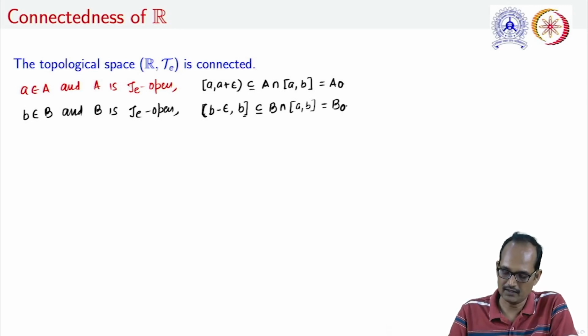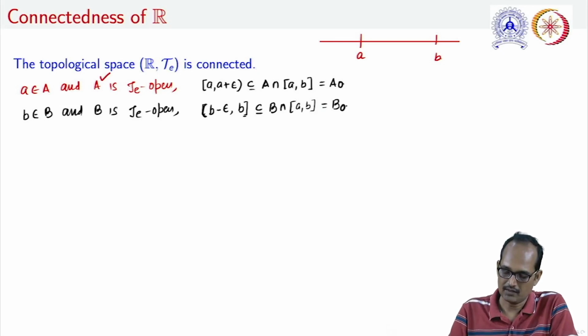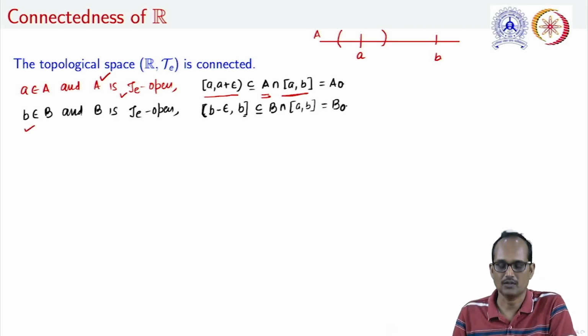What exactly are we saying? On this real line, if this is a and this is b, note that a is a member of A, and the structure will be something like this. By using the definition of the Euclidean topology, we can construct an interval of this form which is a subset of A, and this will also be contained in the closed interval [a, b]. Similarly, we can talk about b as well as this open set B.